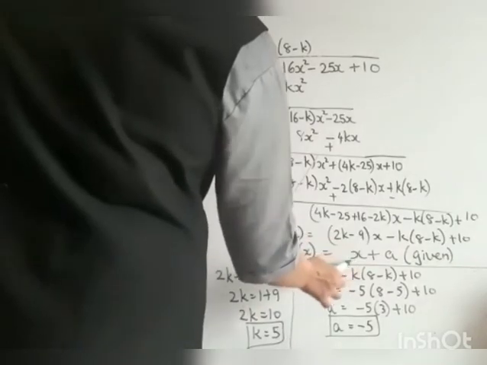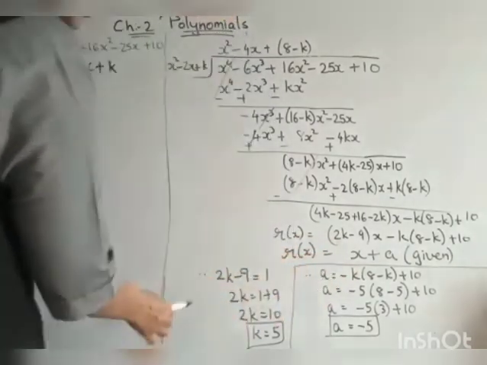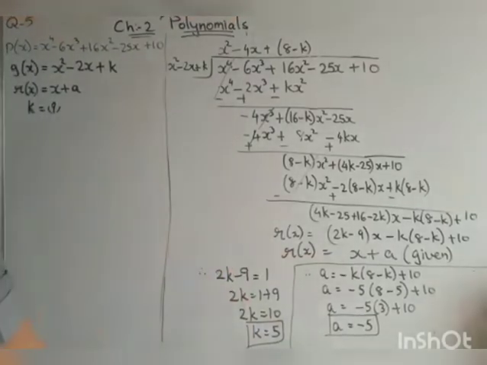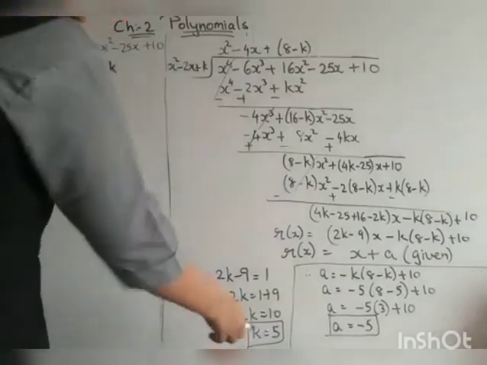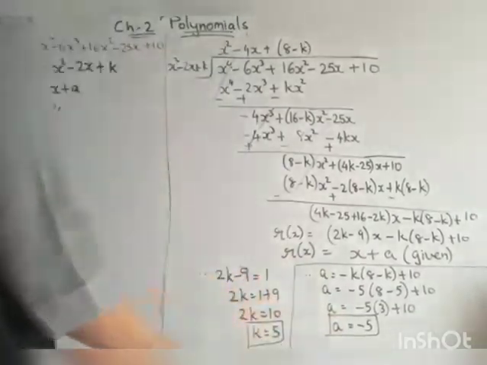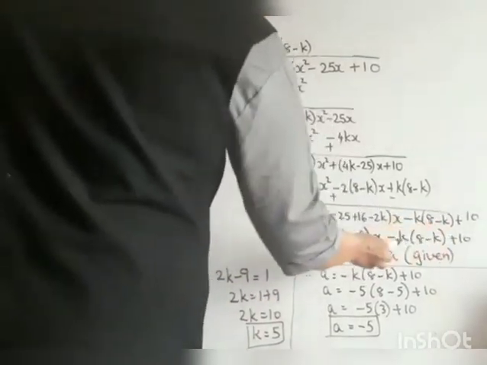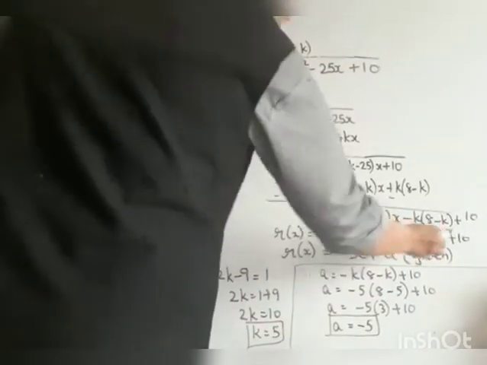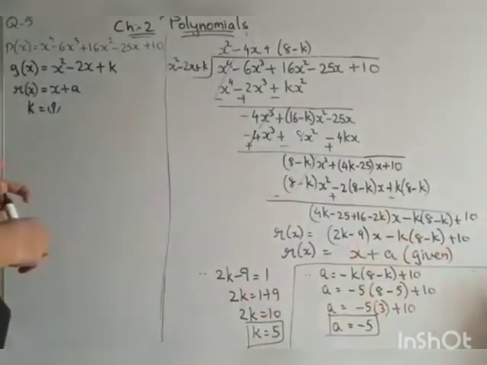That means 1x, and here it is 1x. That means 2k minus 9 is equal to 1. So 2k minus 9 is equal to 1, 2k is equal to 1 plus 9. That means k you will get 5. Similarly, the rest of the part. Now comparing these two, here you can see a is there and this part is a, because this is 1x plus a. That means this part is a. Therefore, a is equal to minus k into bracket 8 minus k plus 10.